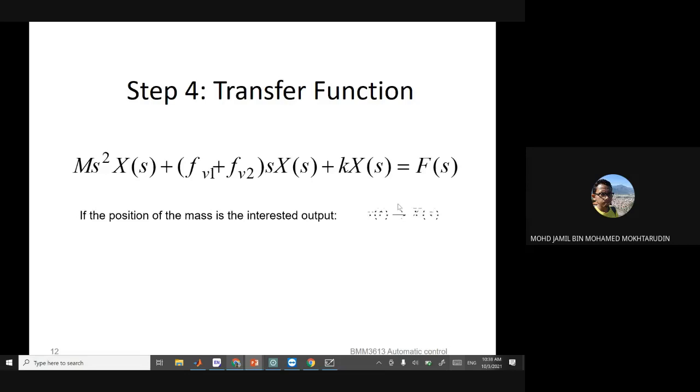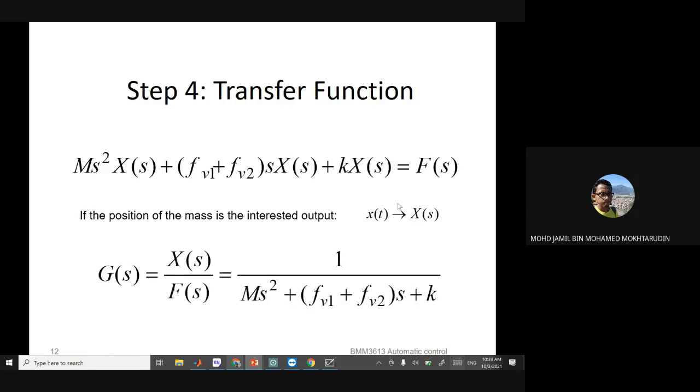So after you factorize x, then you can find the transfer function. So here, if you want to find the position, then you find the x over f, the transfer function x over f. Then rearrange, you get this as the transfer function.